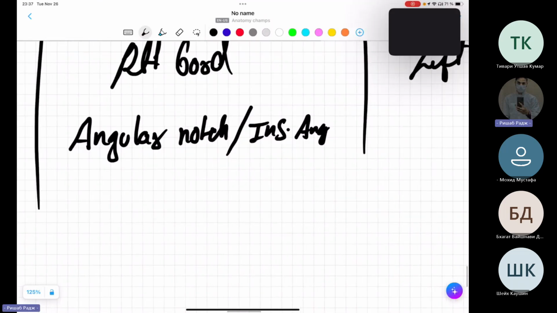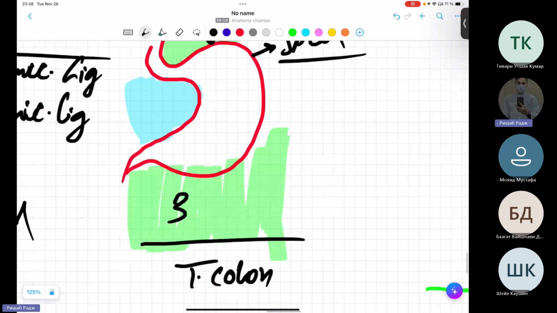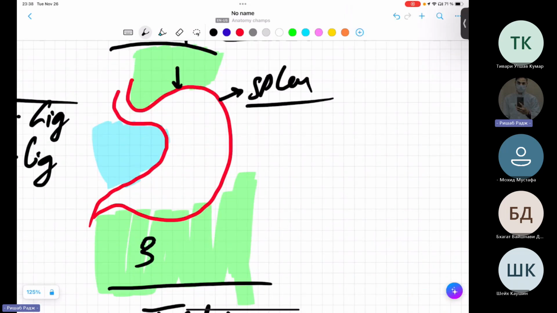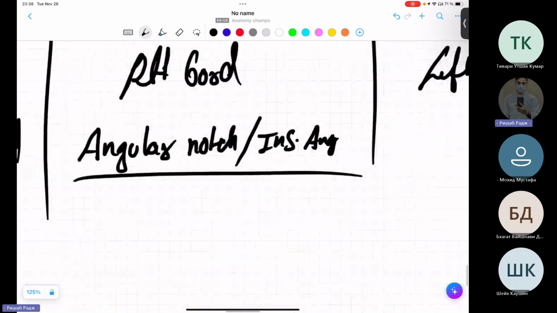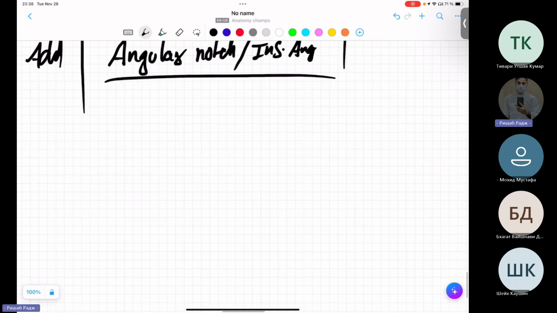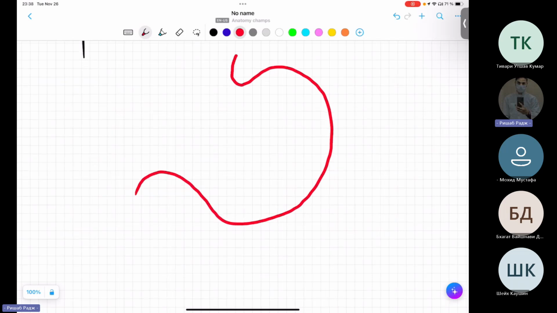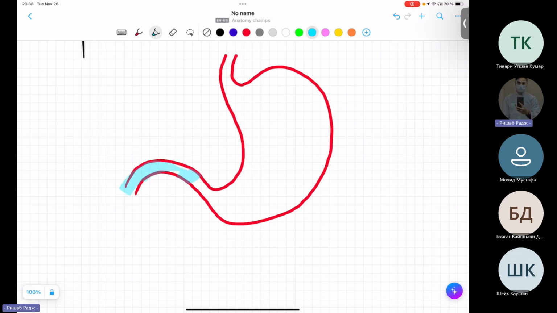Okay. So we had the angular notch here, and we did not have any specific thing because the right part, or this curvature, is very smooth. Do you know what is angular notch? Suppose this is your stomach. Stomach continues into what? It continues into your duodenum. So the notch which is formed between your stomach and the duodenum is known as the angular notch.